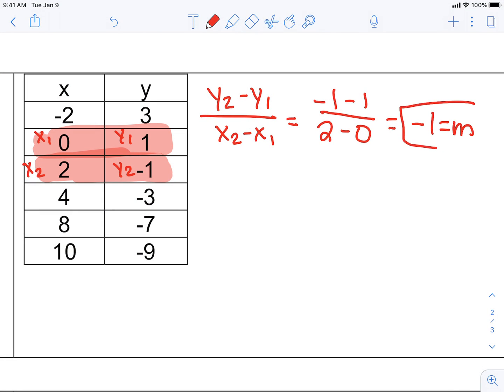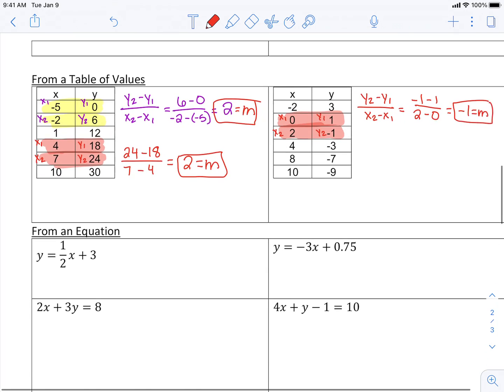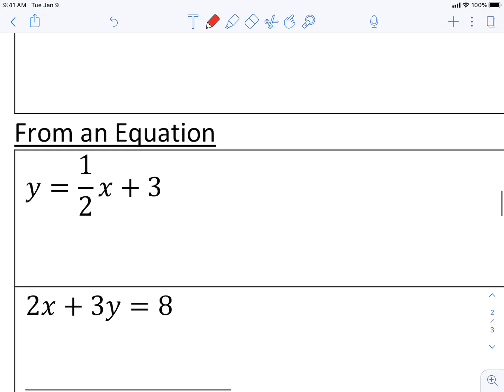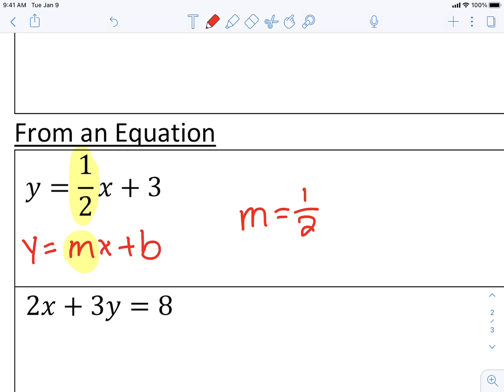So hopefully you were able to get that on your own. Again, it doesn't matter what points you pick, you should get the same result. Now, from an equation, remember, when it's in y equals mx plus b form, our slope is m. Well, this equation's in that form, so our slope is 1/2. So m equals 1/2. That's what we did the other day, identifying m and b.